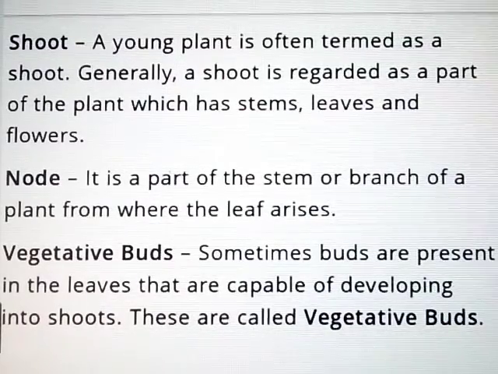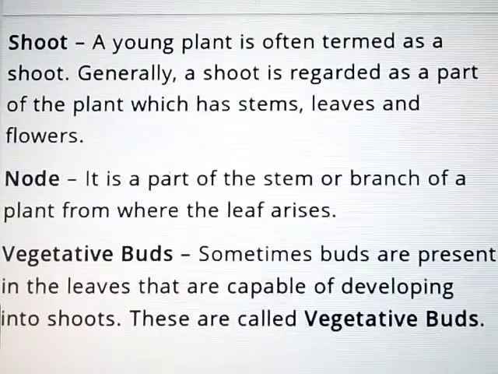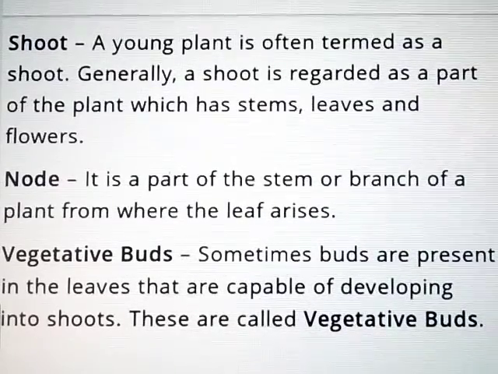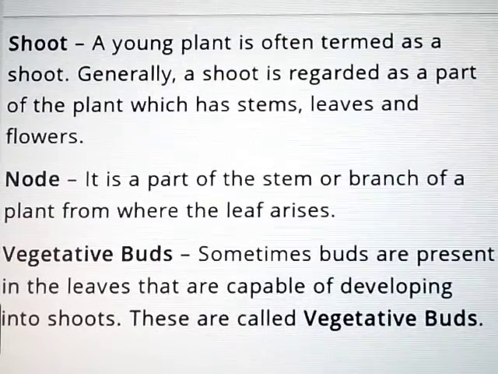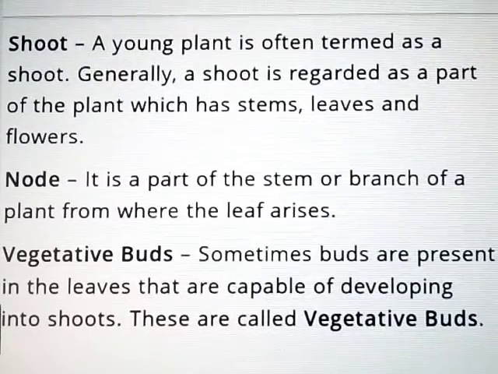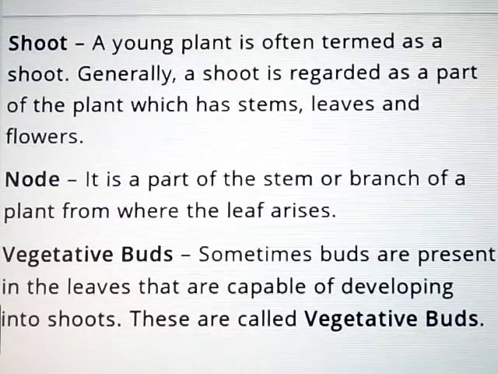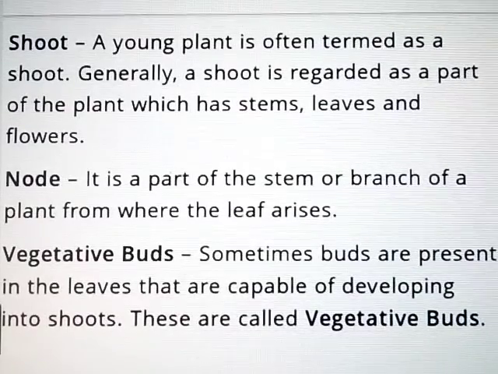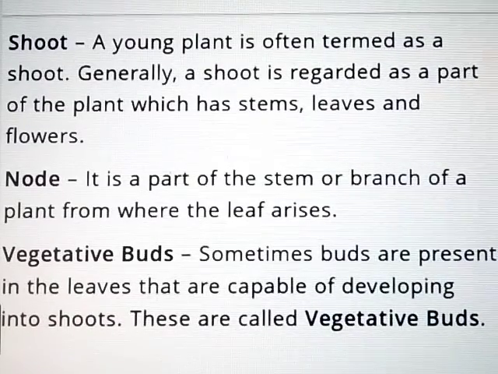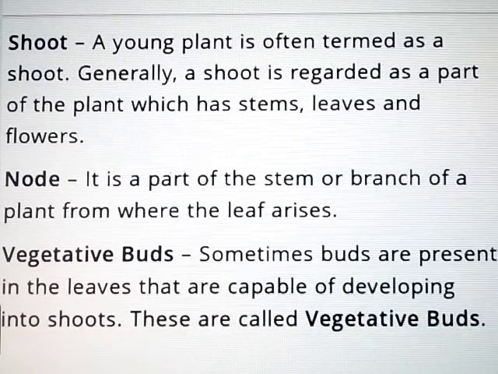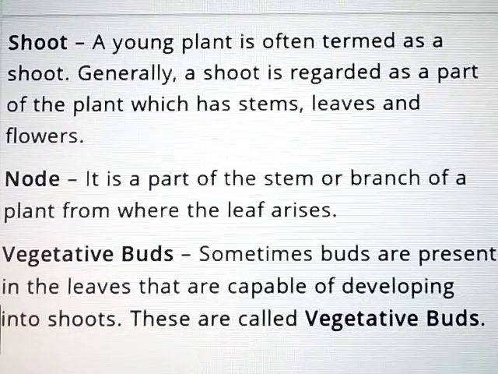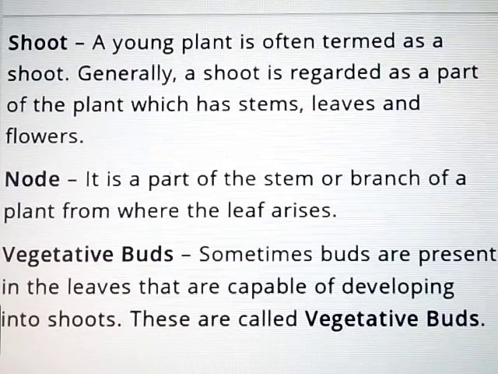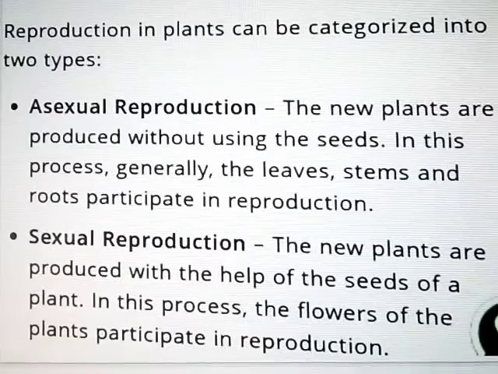Shoot. A young plant is often termed as a shoot. Generally, a shoot is regarded as a part of the plant which has stems, leaves and flowers. Node. It is a part of the stem or branch of a plant from where the leaf arises. Vegetative buds. Some buds are present in the leaves that are capable of developing into shoots. These are called vegetative buds.